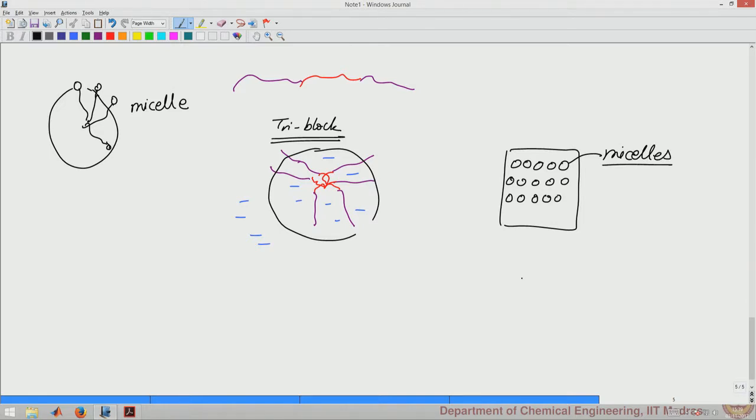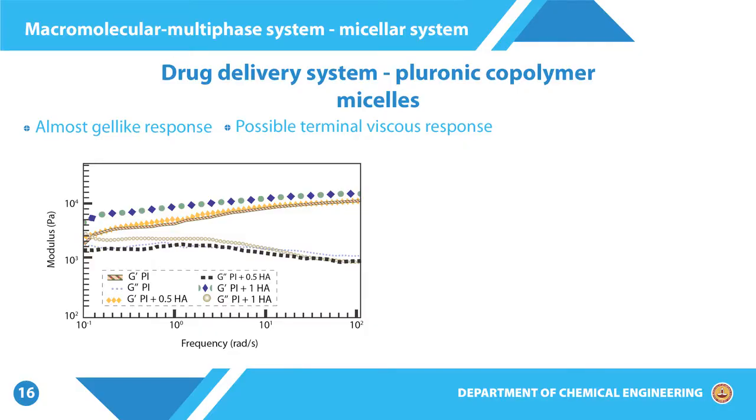And so, this material therefore is an example of a disperse phase system, because it appears as if these micelles are dispersed in solvent water. On the other hand, each and every micelle is made up of polymer molecules. So, therefore, again a combination of macromolecule and multiphase, though the multiphase in this case are formed by the polymers themselves or the macromolecular domains themselves.